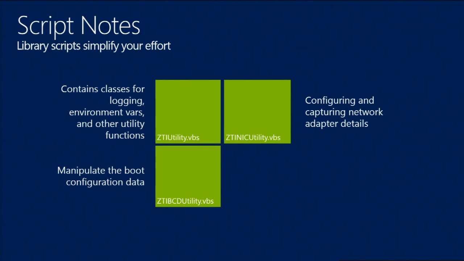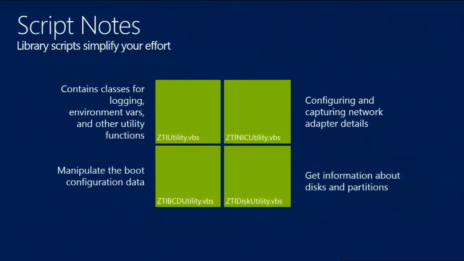If you want to configure and capture network adapter settings, you don't have to write the code to do that. It's in this ZTINICUtility.vbs script. You just call it and then consume the functions within it. And if you want to do disk engineering, if you want to create partitions, get information about disks, you don't have to write that code. It's in this ZTIDiskUtility.vbs. So across these four library scripts, you have almost every function you will ever need to do any kind of deployment.